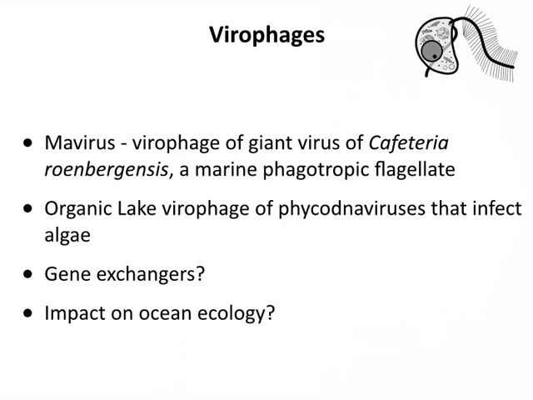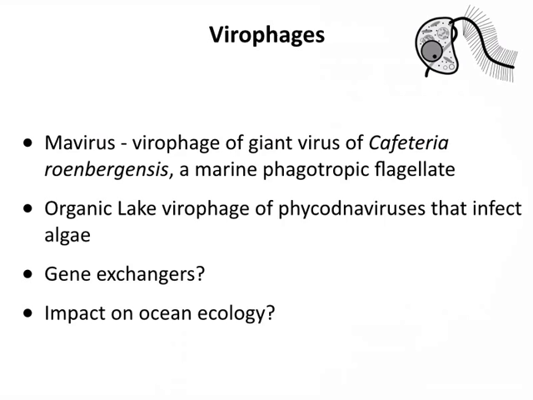That's it, right up in the upper right. This is such a cool organism, right? It's beautiful. This is a marine phagotropic flagellate. It's a flagellated organism, single cell, and it eats lots of stuff in the ocean. That's why they call it Cafeteria. It eats everything it can find, all right? And this is probably one of the most numerous organisms in the ocean, aside from viruses, of course.